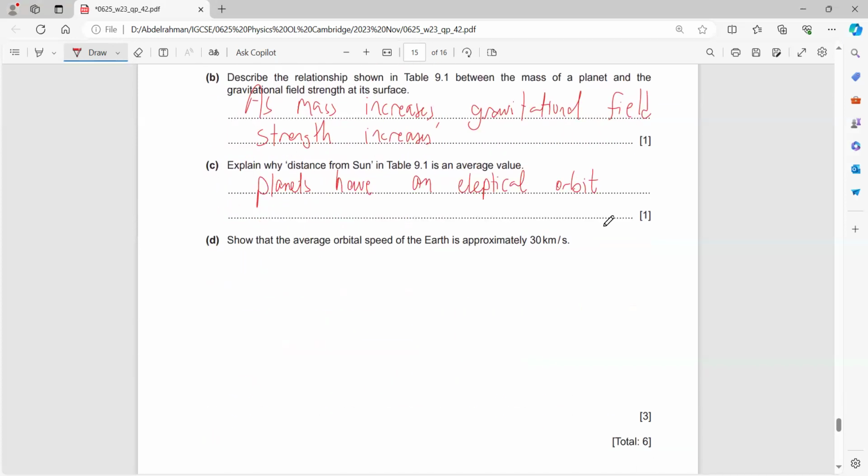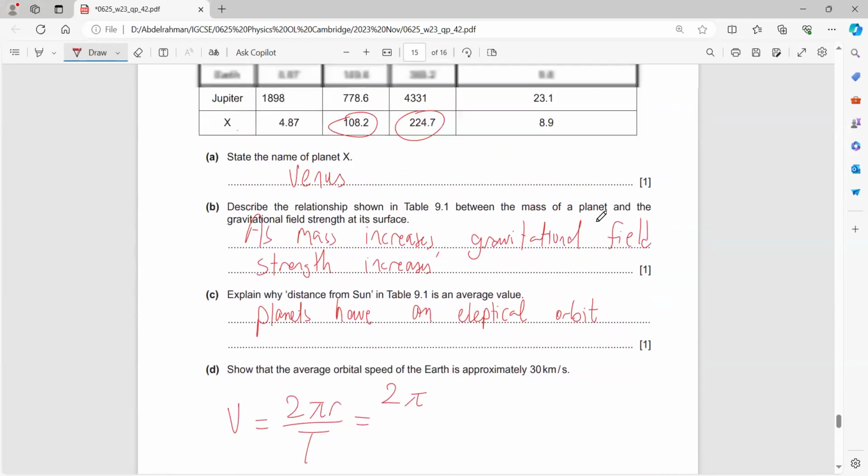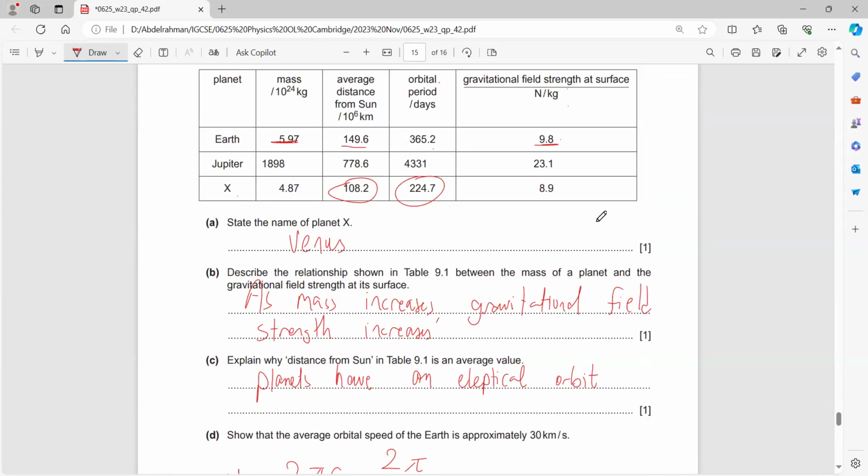Show that the average orbital speed of the Earth is approximately 30 kilometers per second. Can I find the average orbital speed of the Earth? Do you remember the equation? Speed equals 2 pi r over t. 2 pi r is the circumference. What is the radius between the Earth and the Sun? The average distance.